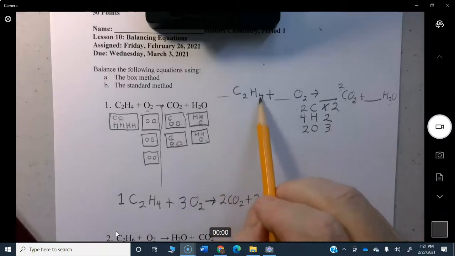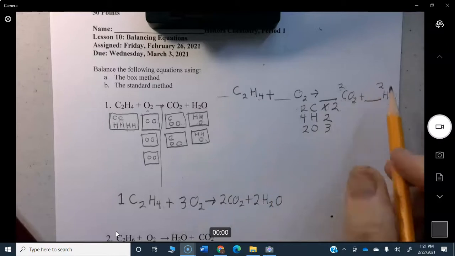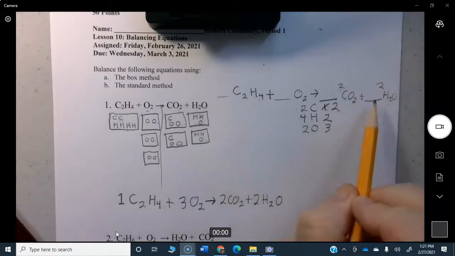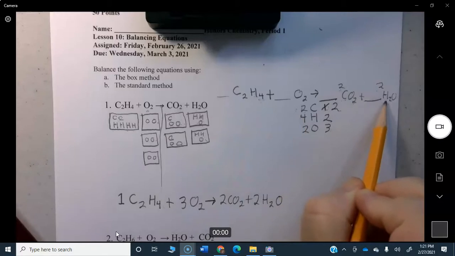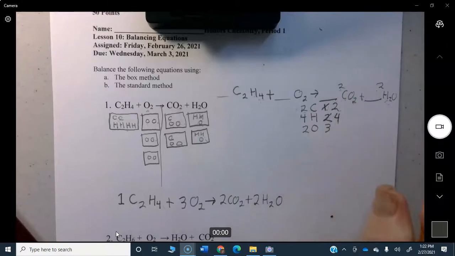I have 4 atoms on this side, and the 4 only applies to hydrogen, not to the carbon. And I have 2 on this side too, so I'm going to put another 2 there. So now I have 4 atoms here, and 2 times 2 is 4 atoms of hydrogen there. So I'm going to cross this out and put a 4 there for hydrogen.